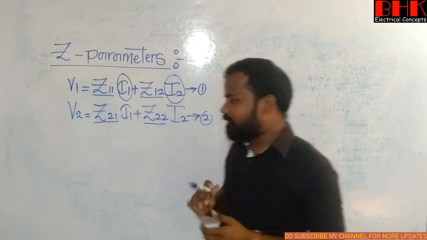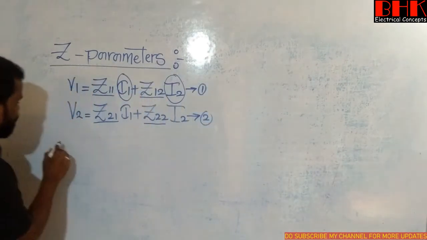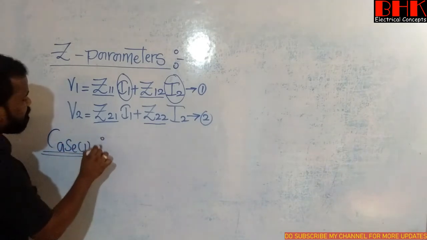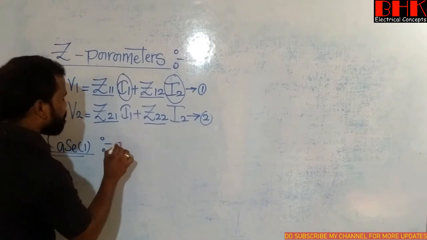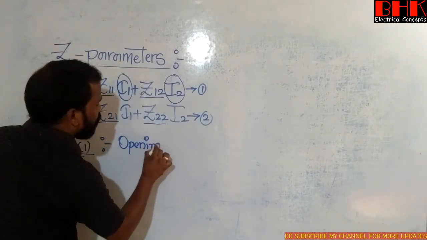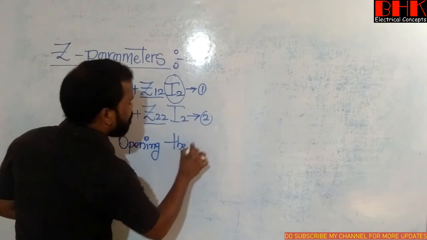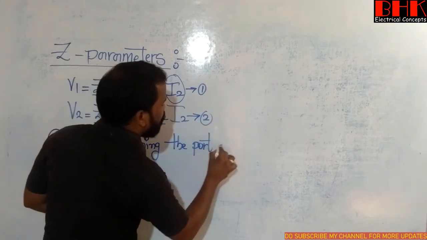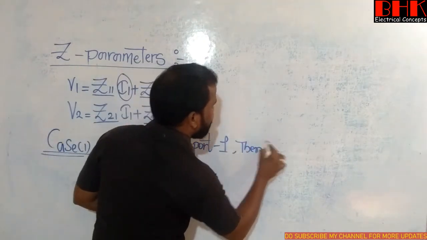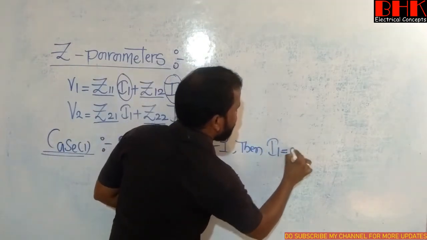Clear? Now just take case number 1. Under case number 1, what I am doing is opening port 1, then I1 is equal to 0.